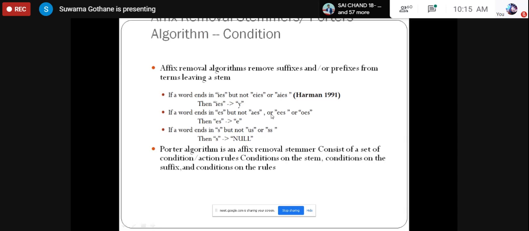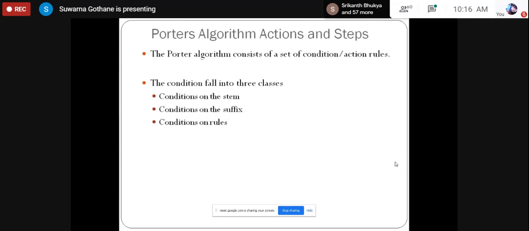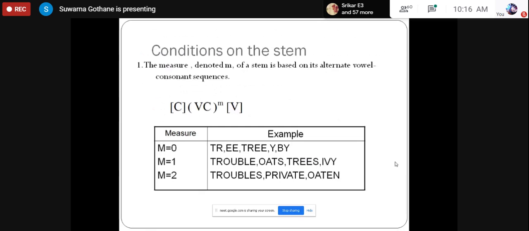So our Porter stemmer, the most popular algorithm, will probably come in your exam. The Porter algorithm is an affix removal algorithm which is based on certain conditions on the stems. A stem is the word's last endings, or either the beginning information. So we follow certain rules for that. There are certain conditions on the stems, on the suffix, and on the rules.